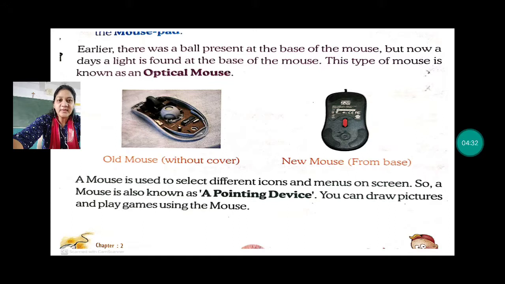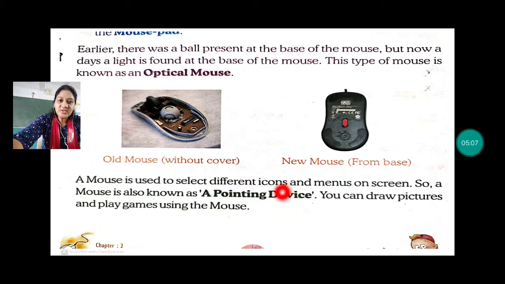Okay, the one with the light is called an optical mouse, whereas in olden days we had a ball under the bottom surface. So the old mouse without the cover, okay, you can see this ball over here. Okay, this ball is the light. Okay, a mouse is used to select different icons and menus on screen.